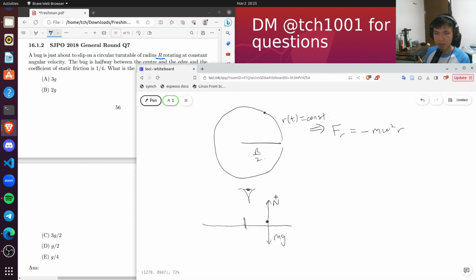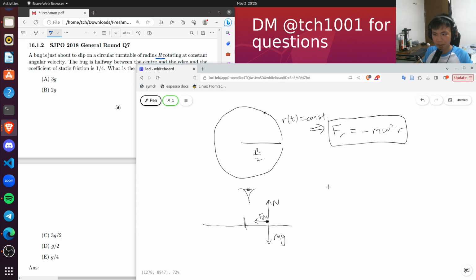So what does that mean in this context? It means that if you turn the turntable, the bug will actually want to move away from the origin, right? So the friction will need to be inward. So this is friction, F friction. Friction is pointing toward the origin, and friction is the one that is providing the necessary centripetal force to keep the bug at that constant radius.